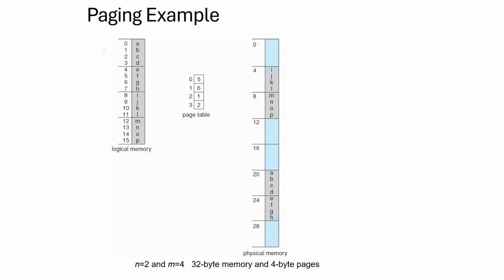So what about page number 0? The page number 0 refers to the frame number, which is 5. So 5 into 4, it's available at 20, because each block has 4 bytes. Then page number 1, where is it available? It is in the 6th frame. So how do you reach the 6th frame? 6 into 4, 24. This is the way we can access the content, converting the logical address into physical address.